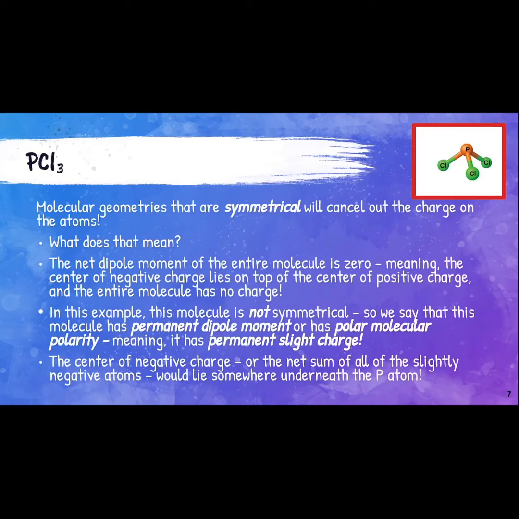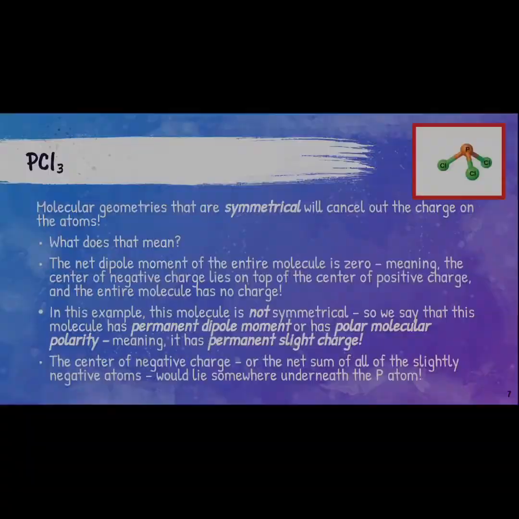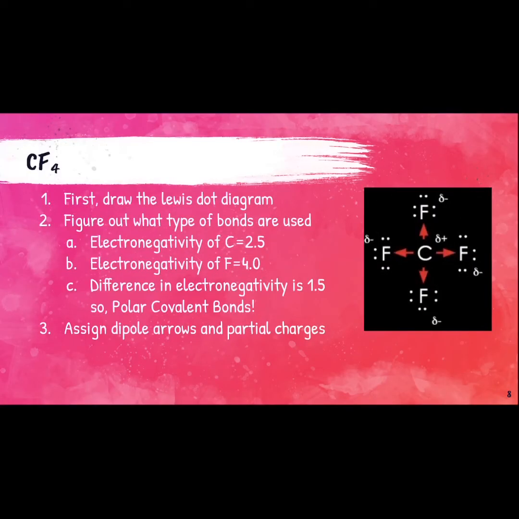In this example, the molecule is not symmetrical, so we say this molecule has a permanent dipole moment. That also means it's polar. The center of the negative charge, or the net sum of all the slightly negative atoms, would be somewhere underneath that phosphorus atom.